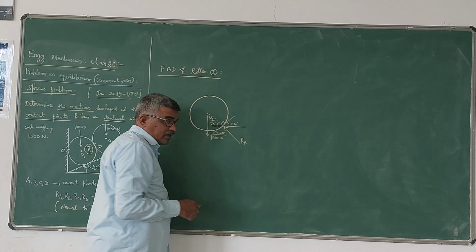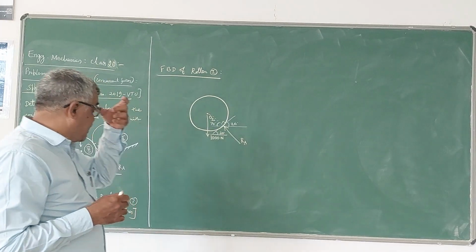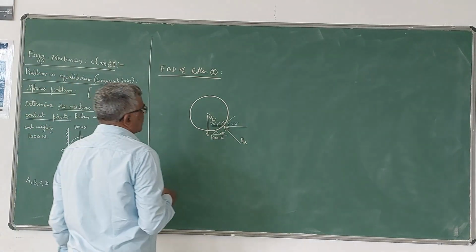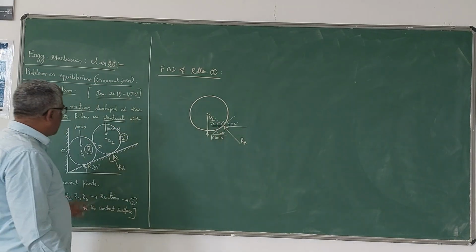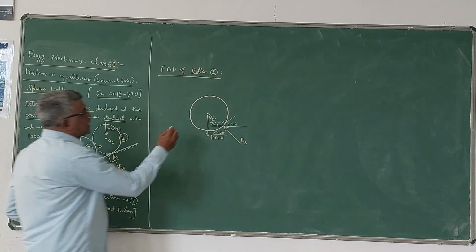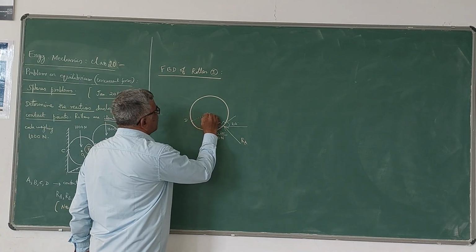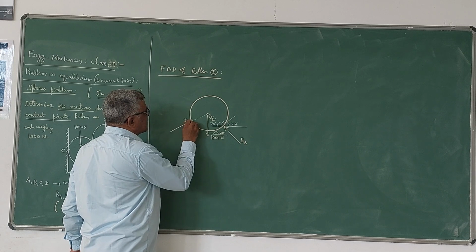Okay, you can take it like that. It is 20 degrees with the vertical, or 70 degrees with the horizontal. So this is one thing. Now there is one more contact point D here. So D is another contact point, and here also you will be having a reaction like this.